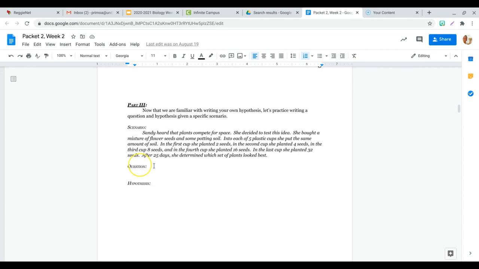A lot of people in their question use the word best. Don't do that. Remember, best is more opinion-based. What we want to ask is a question where I'm testing a variable. So for me personally, I could say, which plants grew the tallest in 25 days? Or, do plants compete for space? Could be another question. You could say, does the amount of seeds in the cup affect plant growth? That could be another question. You had some possibilities here. I just wanted you to avoid using the word best. For your hypothesis, let's say I'm going the height route. I could say, if the number of seeds in the cup decreases, then the plant height will increase.